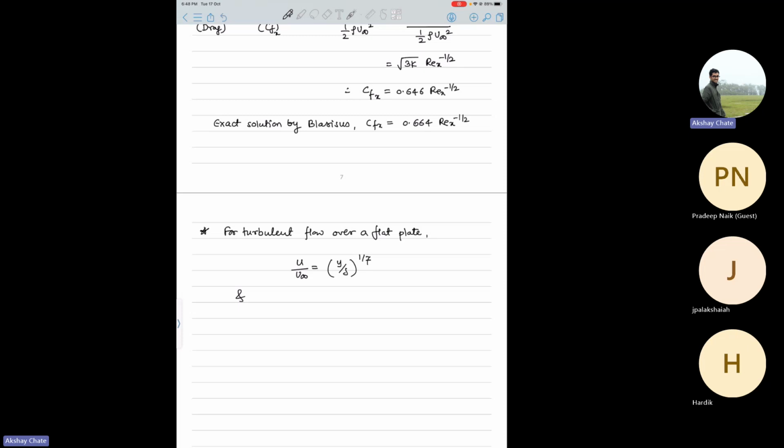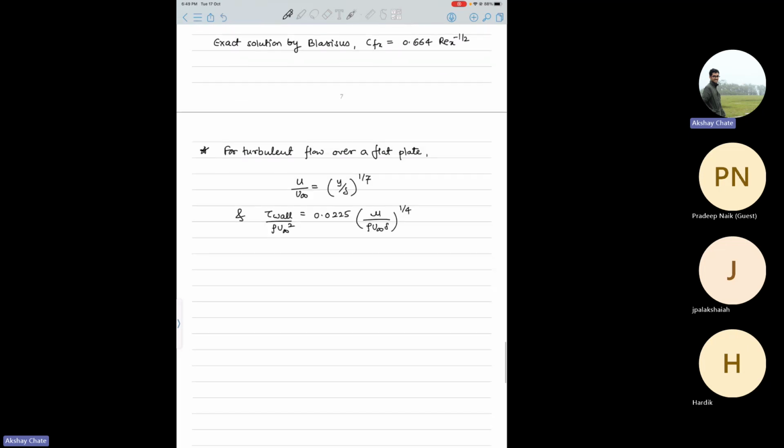for our analysis. And coming back to the wall shear stress, it is also an empirical, experimentally derived relation, which is given as mu, rho U infinity into delta to the power 1/4. So these expressions are experimentally derived.